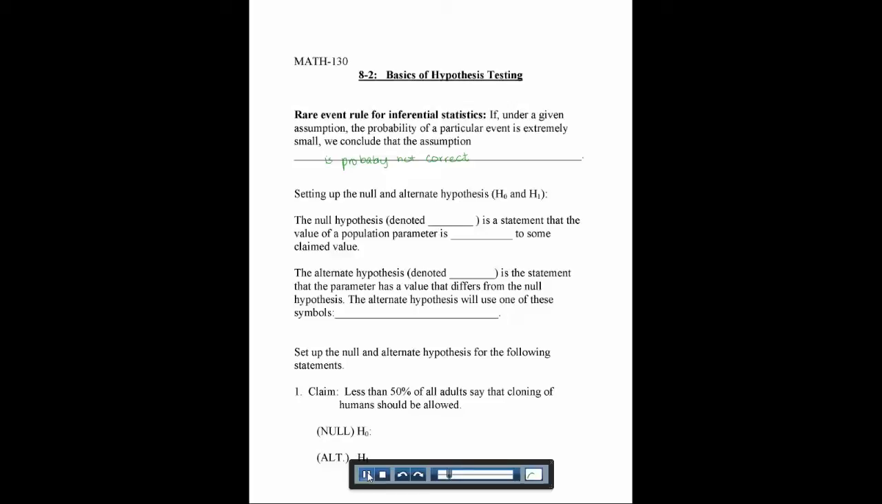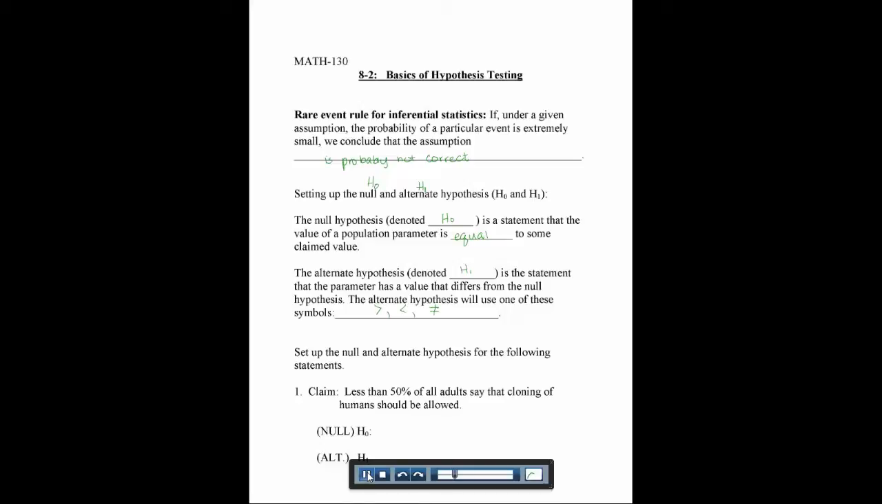Now, the very first step of hypothesis testing is setting up what are known as our null and our alternate hypothesis. So our null hypothesis, we have an H and we put a little 0 by it. And our alternate hypothesis, we put H with a little 1. The null hypothesis, denoted H0, is a statement about the value of a population parameter, and it's always equal to some value. So when we have the statement for our null hypothesis, it's always going to have an equal sign in it. The alternate hypothesis, which we call H1, is a statement that has a value that differs from the null hypothesis. And it's always going to use a greater than symbol, a less than symbol, or a does not equal symbol.